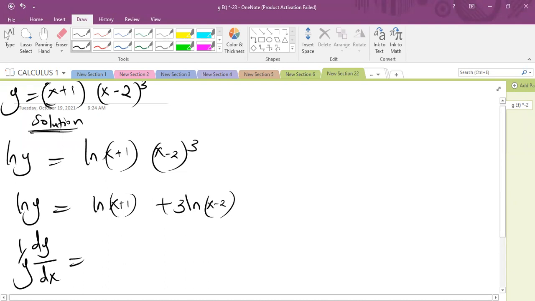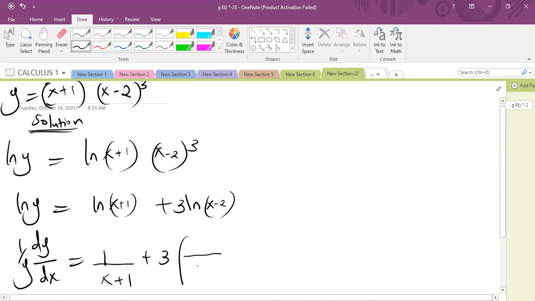What is the derivative of ln(x + 1)? You write x + 1 down here, then you find the derivative of x + 1 and write it on top. If you differentiate x, you get 1. If you differentiate 1, you get 0. So we will have 1 there, plus 3.